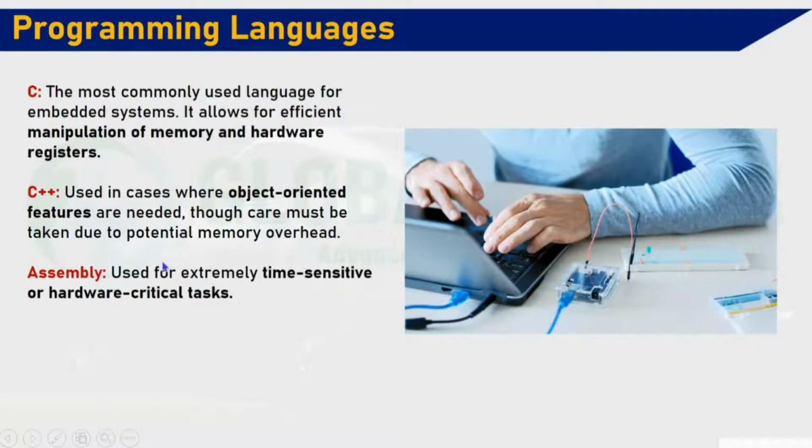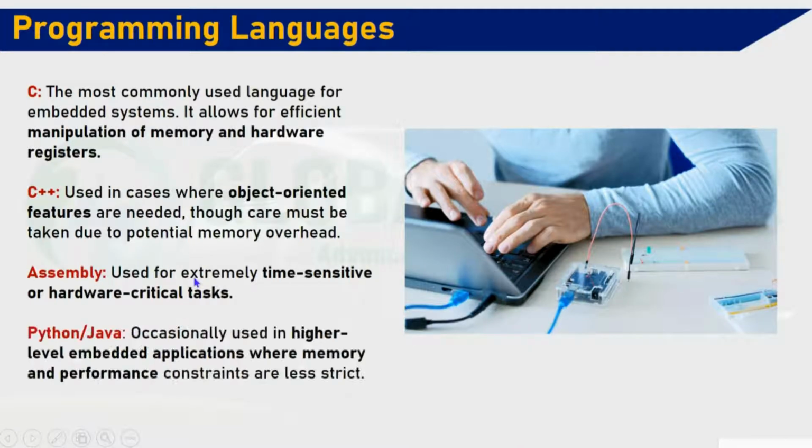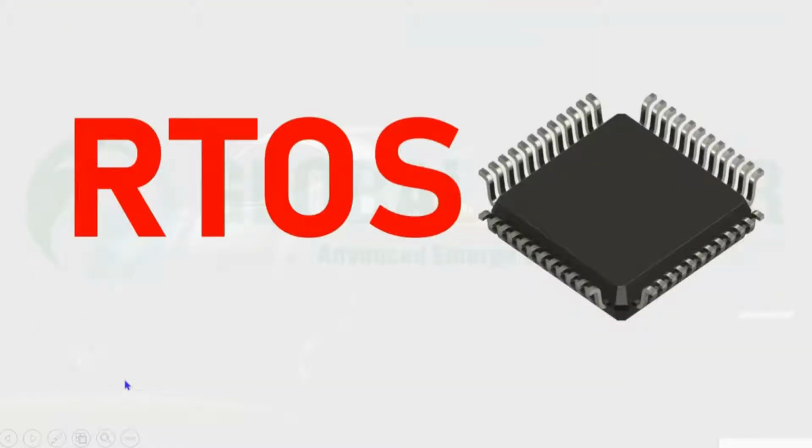And in some cases, assembly language is a part of it as support. It is mainly used for time-sensitive or hardware-critical tasks. And Python, Java, these are for higher-level embedded applications. They will be used where memory and performance constraints are much less compared to the other languages. And coming to the operating systems, the RTOS.